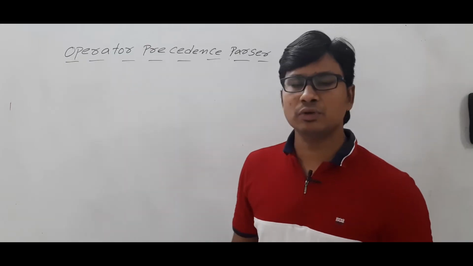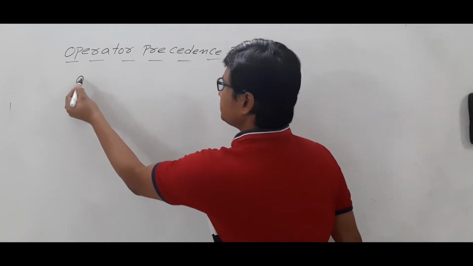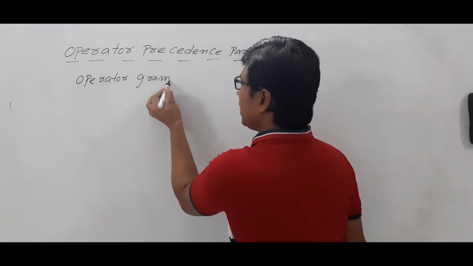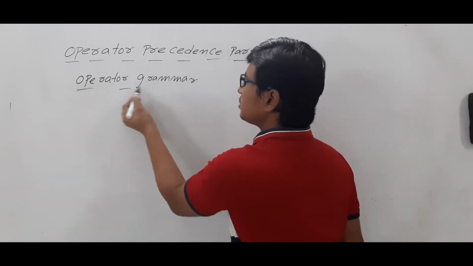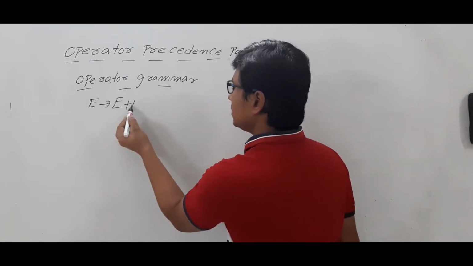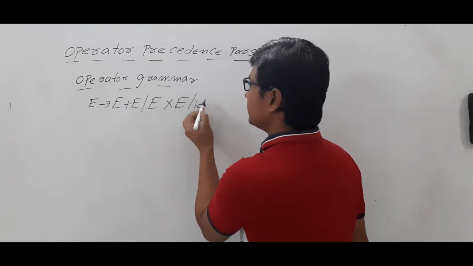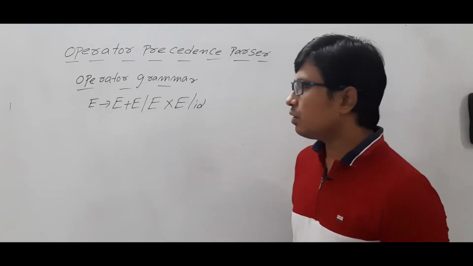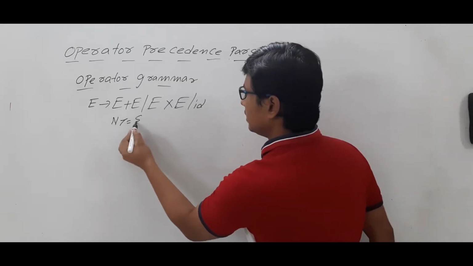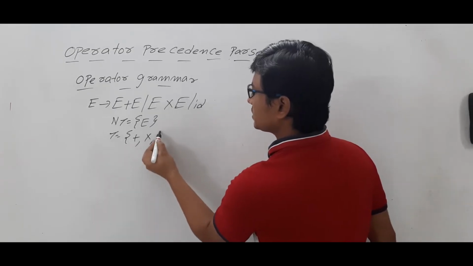Before discussing the operator precedence parser, let me discuss the operator grammar. I will give an example, then I will give the definition of an operator grammar. E derives E plus E, or E multiplication E, or ID. Now, what are the terminals and what are the non-terminals? The non-terminal is E, and the terminals are plus, multiplication and ID.